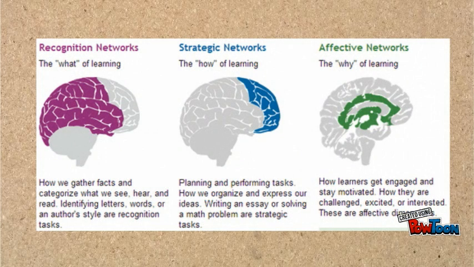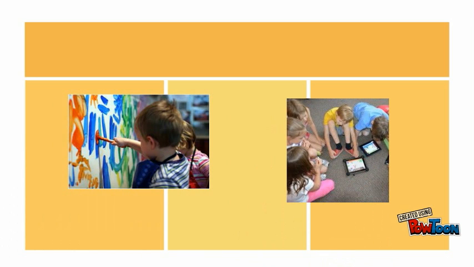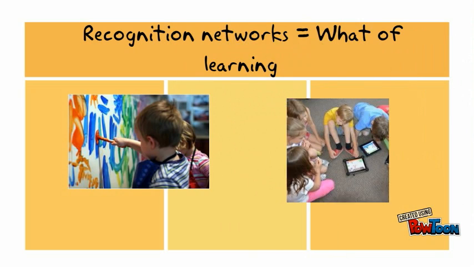Using a UDL framework for planning the early childhood classroom and activities taps into the neurological networks of the brain, the what, how, and why of learning. When ECE educators provide a variety of materials and information in a variety of formats, they are tapping into the recognition networks of the brain, the what of learning.